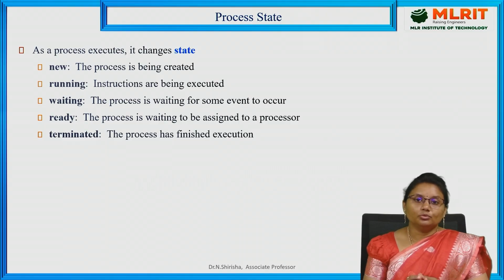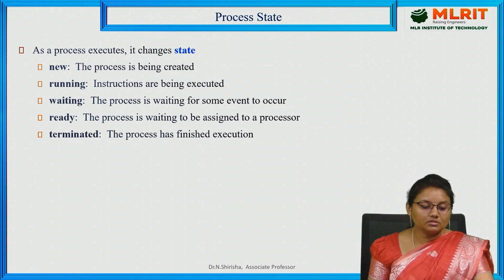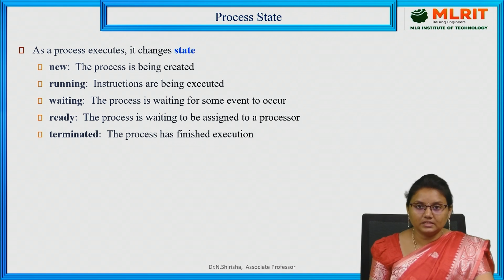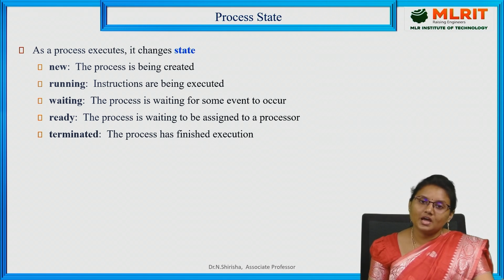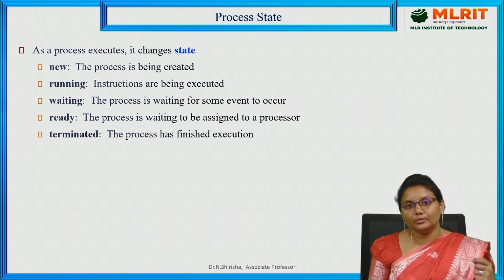And coming to process state, once you know what a process is, we need to understand what a process state is. As a process executes, it changes its state. That means you should have a process ready for execution. Once they are ready, they have to form a queue, the ready queue. Then from the ready queue, if the resources are available, the process has to go to the running state.